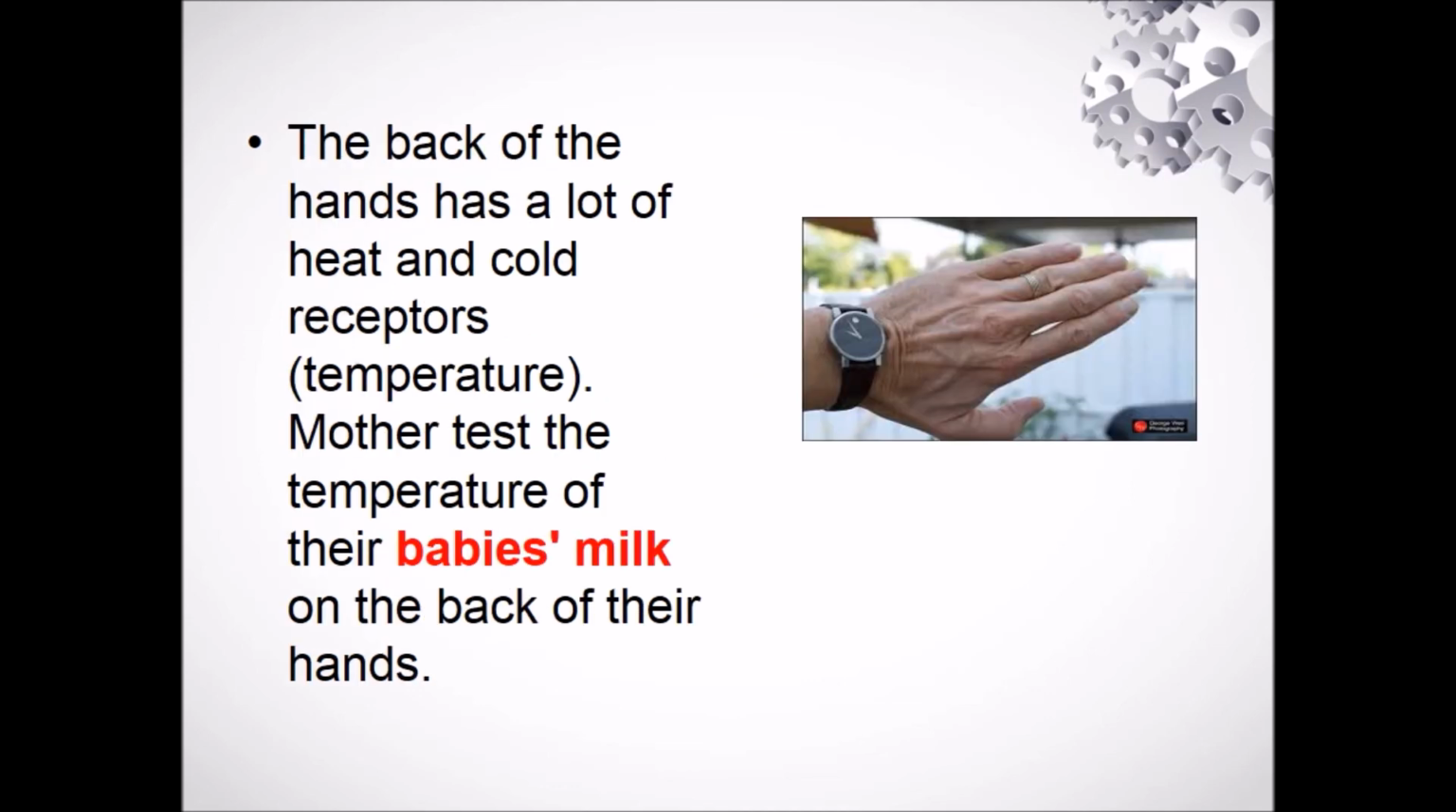Finally, the back of the hand has a lot of heat and cold receptors. So usually, mothers will test the temperature of their baby's milk on the back of their hand before they feed the babies.